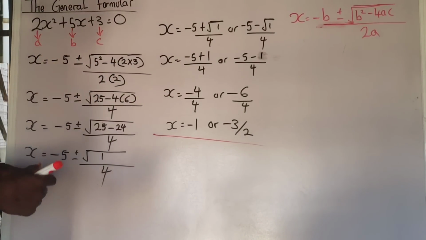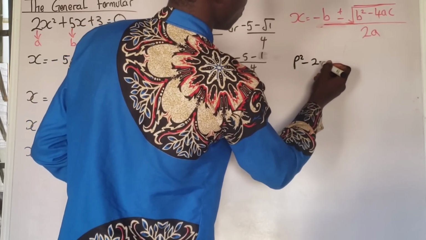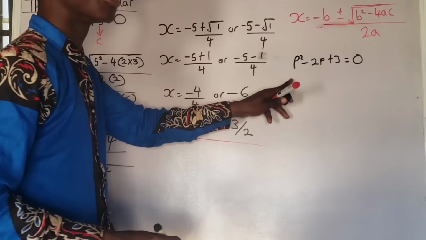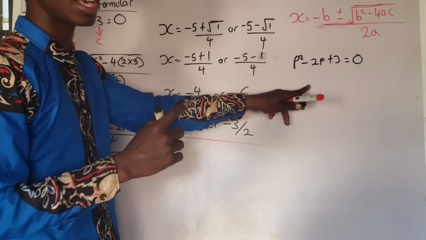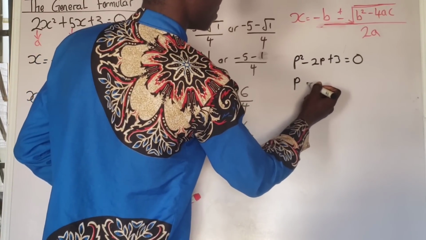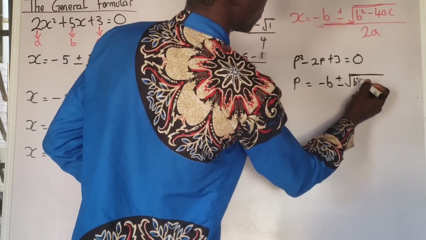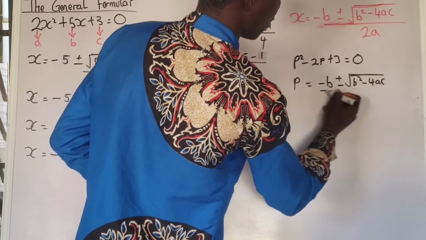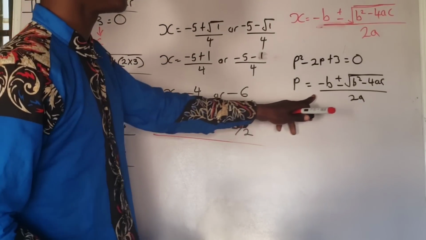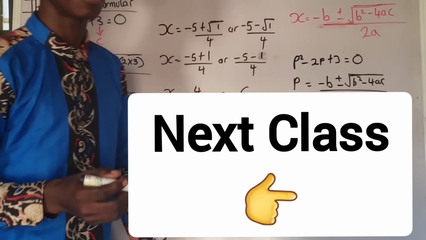So perhaps if I have a quadratic equation of this type, p squared minus 2p plus 3 equals 0, you know that the unknown in this quadratic equation is not x, it is p. So for the general formula, I'm going to have p equals minus b plus or minus the square root of b squared minus 4ac all over 2a. This is the formula that I'm going to use to solve for the value of p. It's very important that you take note of that as well.